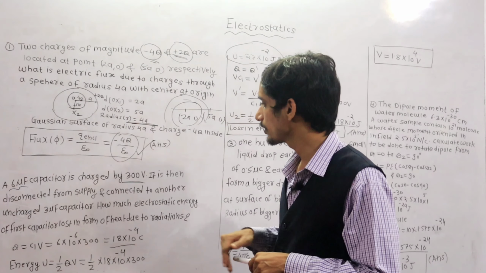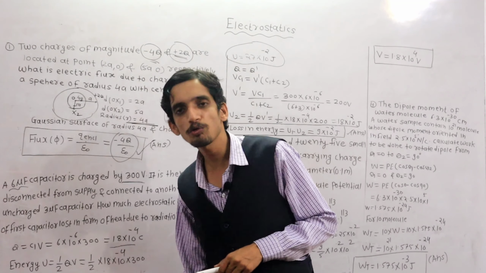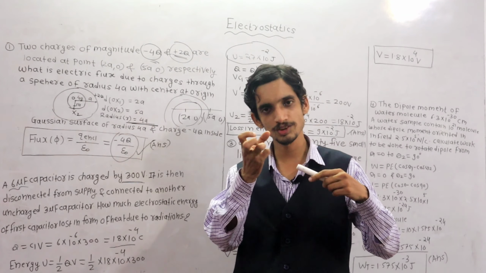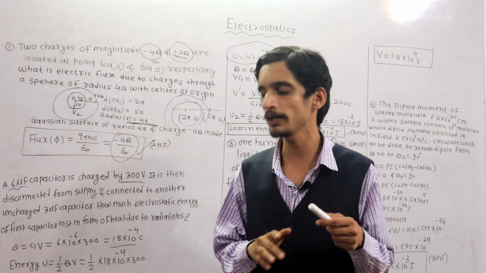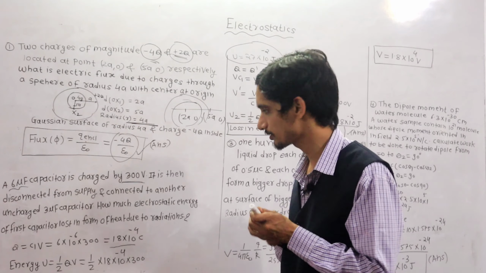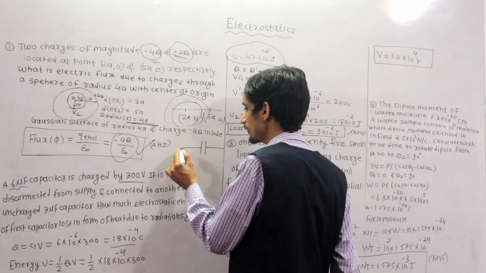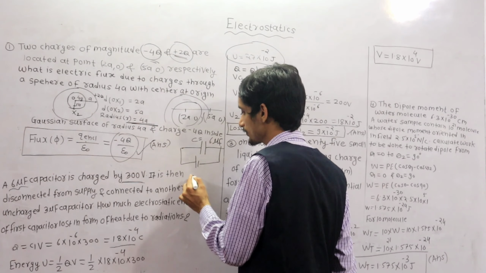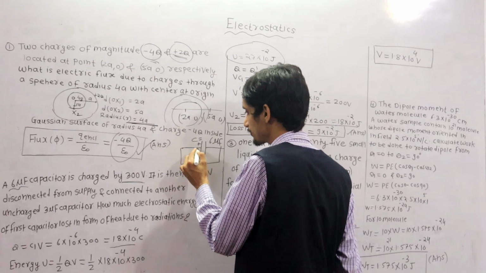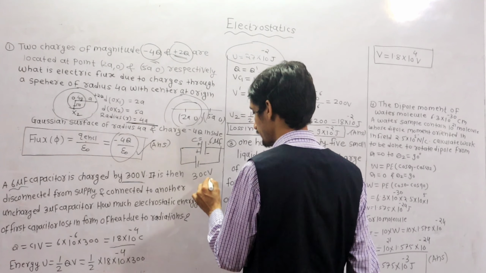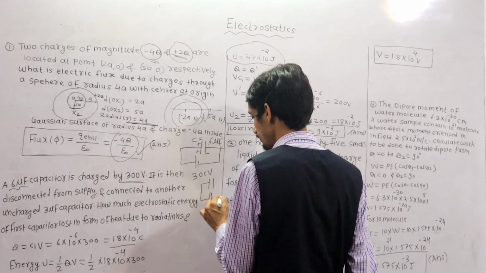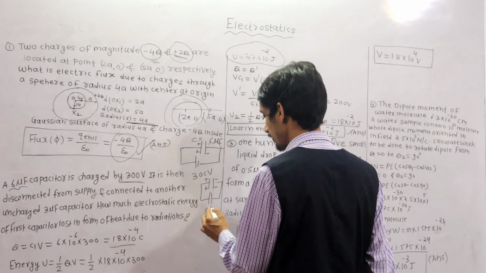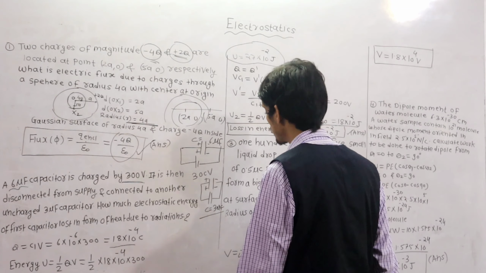The 6 microfarad capacitor, which is charged by the supply of 300 volt, is disconnected and connected to the 3 microfarad capacitor. Suppose this is a capacitor, first I charge this, so C is 6 microfarad and this is 300 volt. Once this capacitor is charged, I remove it. So this is a charged capacitor connected to an uncharged capacitor of 3 microfarad.